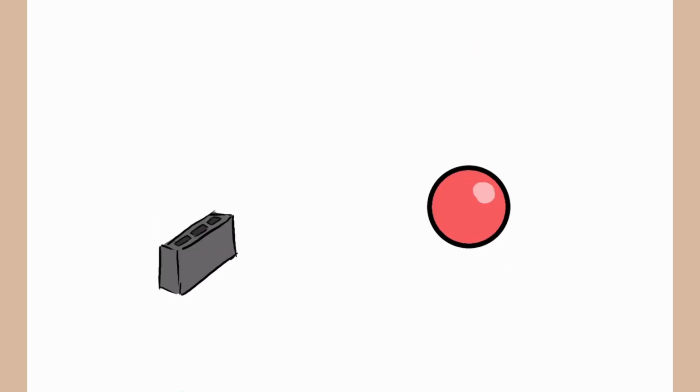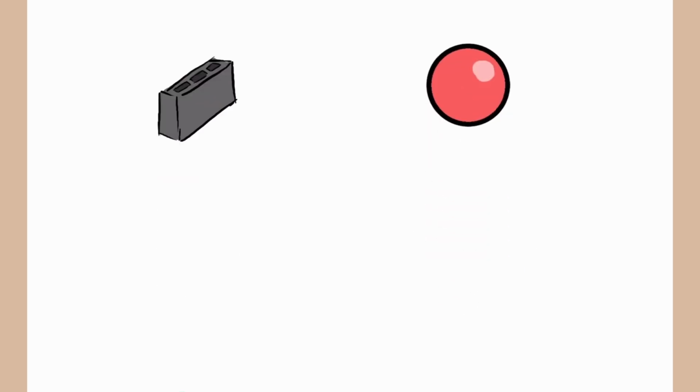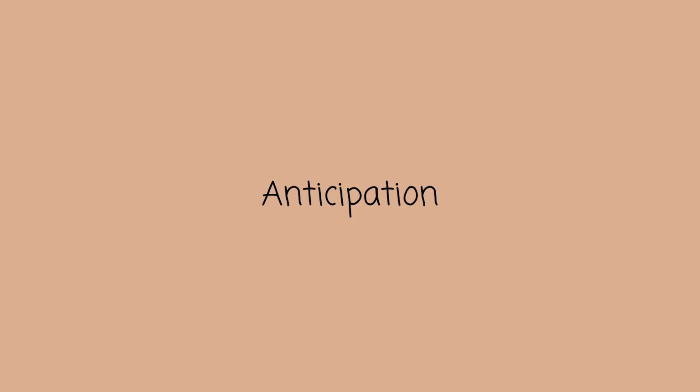But yes, there are sometimes that we add some squash and stretch to a hard or rigid object, but most of the time we don't apply it to them. So I just want to address that before we move on to the next big idea in animation for beginners, which is anticipation. So we already covered 3 big ideas in animation. The first one is speed, the second one is spacing and acceleration, the third one is squash and stretch. And now let's move on to the fourth one, which is anticipation.